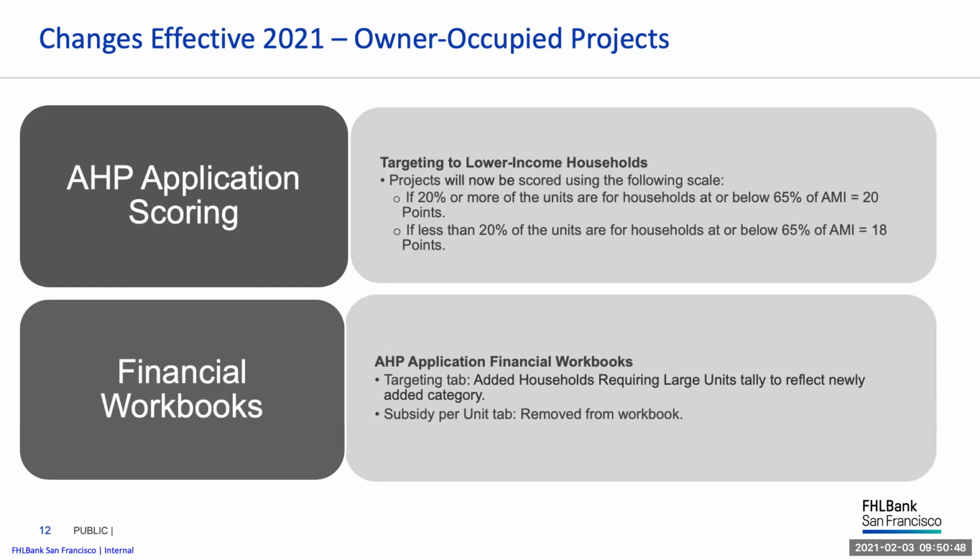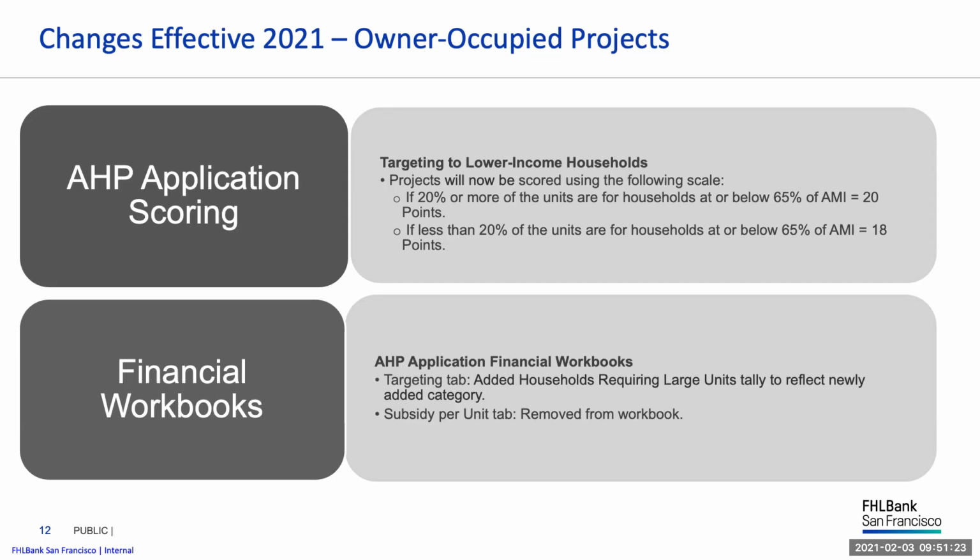Okay, a couple last changes. We have changed the targeting scoring for owner-occupied projects this year. So projects will now be scored using the following scale. If 20% or more of your units are for households at or below 65% of AMI, you receive 20 points. If less than 20% of the units are for households at or below 65% of AMI, you receive 18 points. And this change was made to recognize the difficulty of creating feasible projects geared toward home buyers at lower income levels, especially given increasing home prices and construction costs.